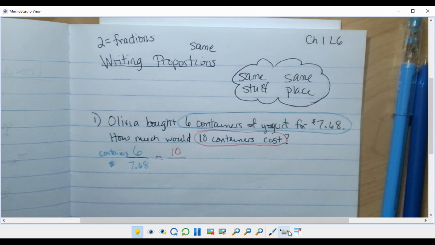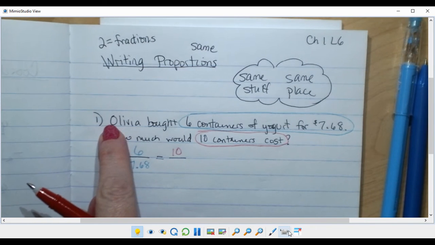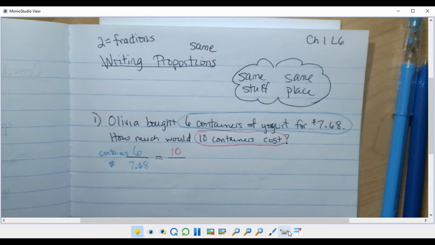C for cost, X because that's the one that we always go for, your first initial. I don't know that I'd use O for Olivia, maybe L for Liv. I'm going to go for X. I'm a math geek at heart. Congratulations, you have just set up your first proportion.